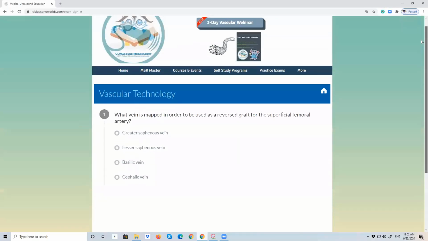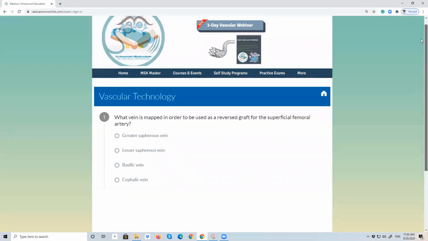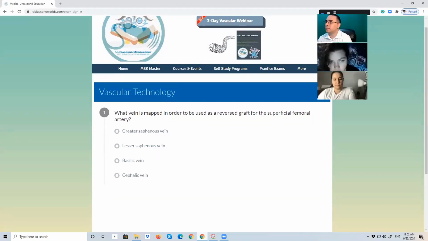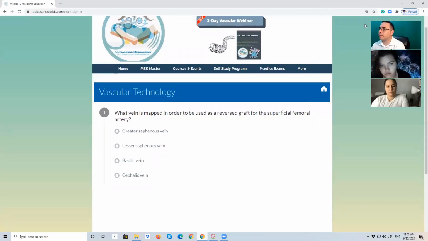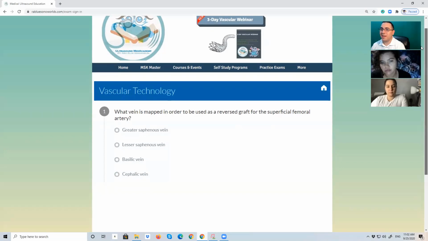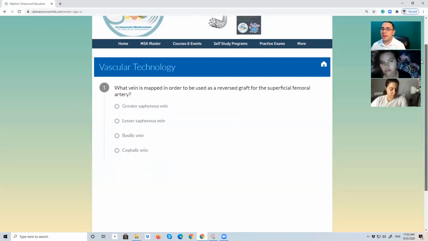Okay, so like I said before, I'm just going to read the question and leave it open, and any one of you can answer. Don't be afraid. We're here to learn, and there's no stupid answer. Remember, we're all learning. Number 1 says: what vein is mapped in order to be used as a reverse graft for the superficial femoral artery?